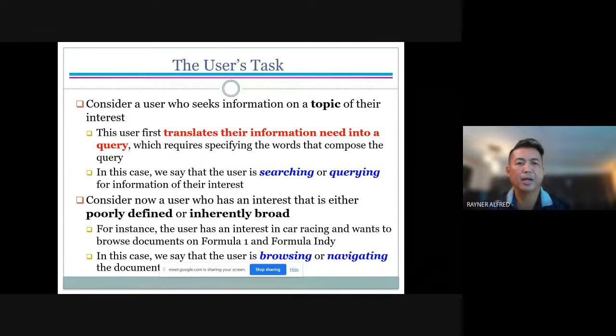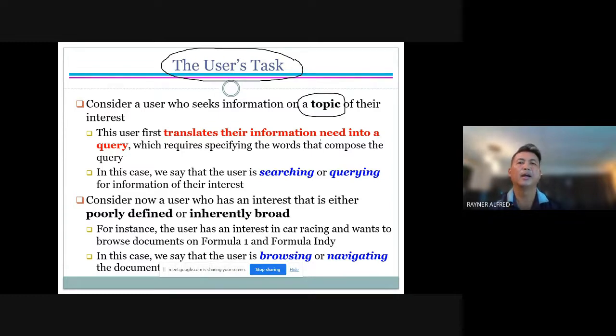Okay, we are not looking at the actual matching, but we're looking at the degree of relevancy. Okay, so the user task, what is our task? Consider a user seeks information on a certain topic. What they want to do is translate their information need into a search or query. It depends on what background you have. If you do not know much about that particular topic, your keyword will be too general. But if you have a lot of idea or you have read before, then you can focus more on a specific area of the topic that you are looking at.